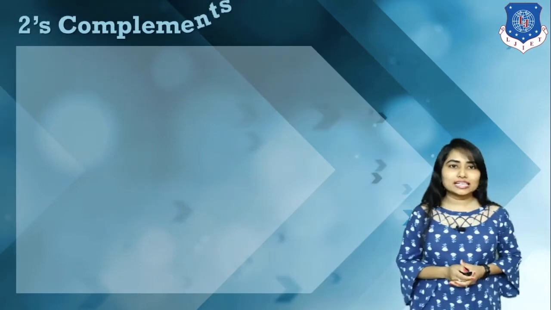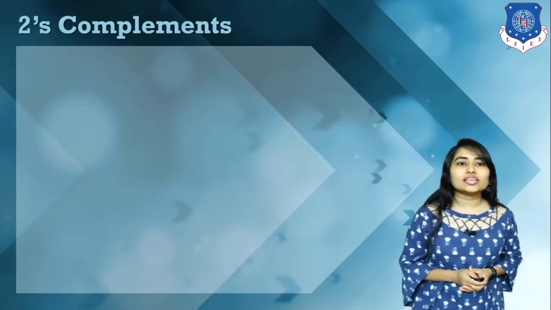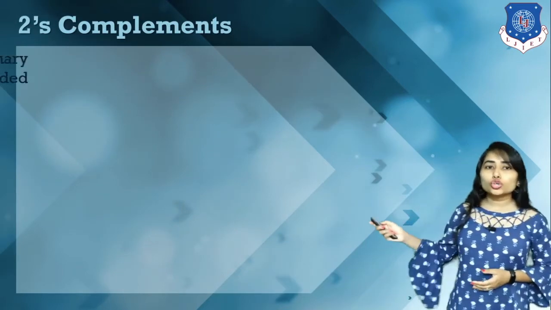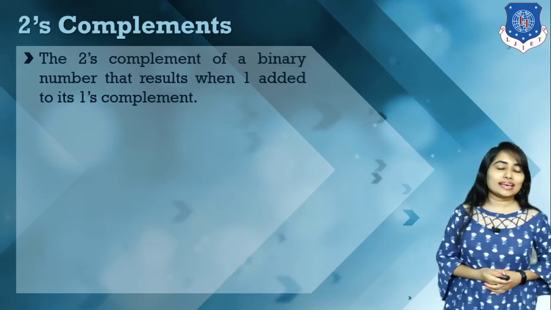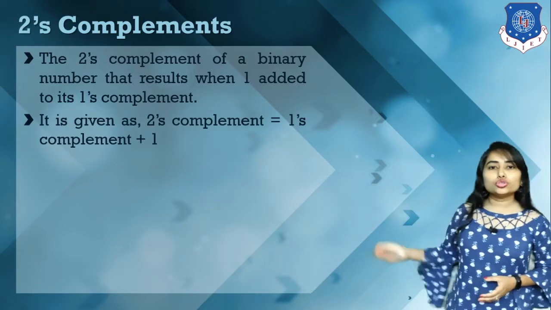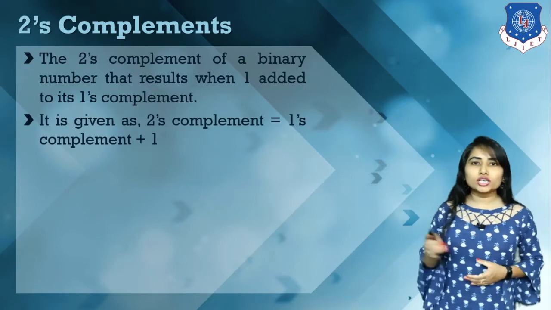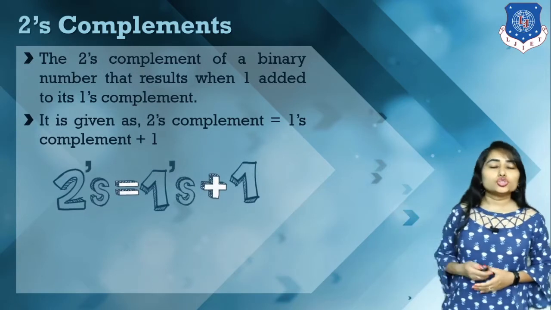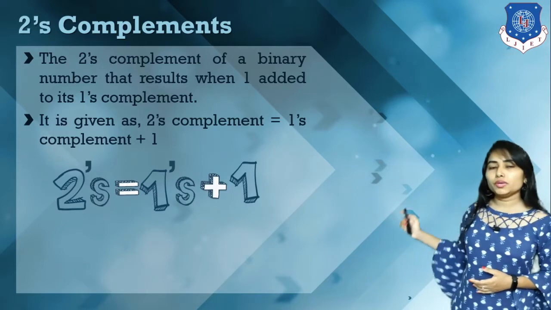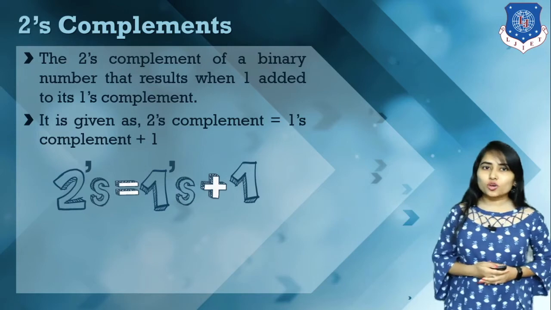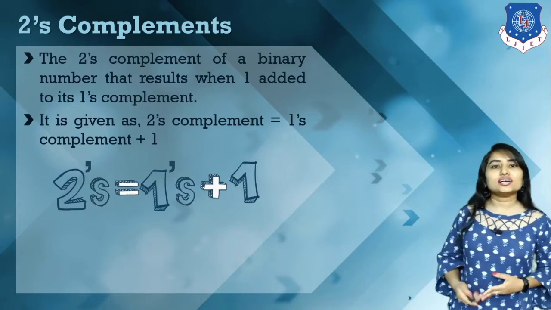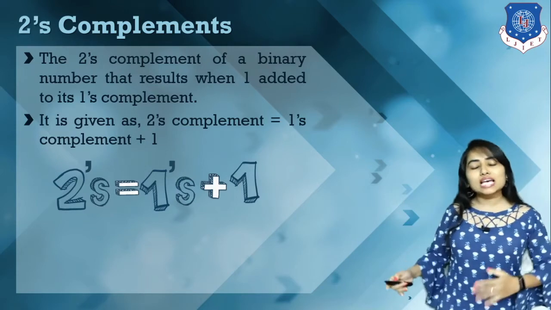Now let's calculate 2's complement. How can we calculate 2's complement? The 2's complement can be easily calculated from the 1's complement and then adding 1. So 2's complement is equivalent to 1's complement plus 1. Just add 1 to the 1's complement, and the 1's complement is calculated by just replacing all the zeros and ones.